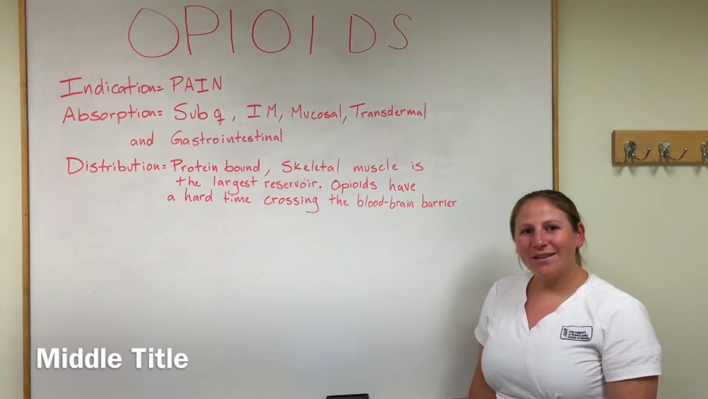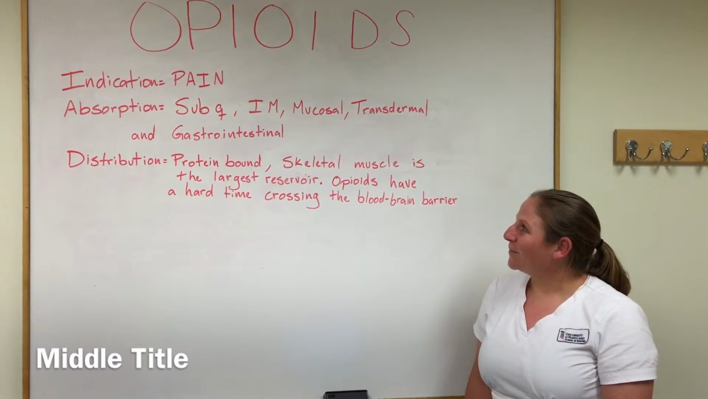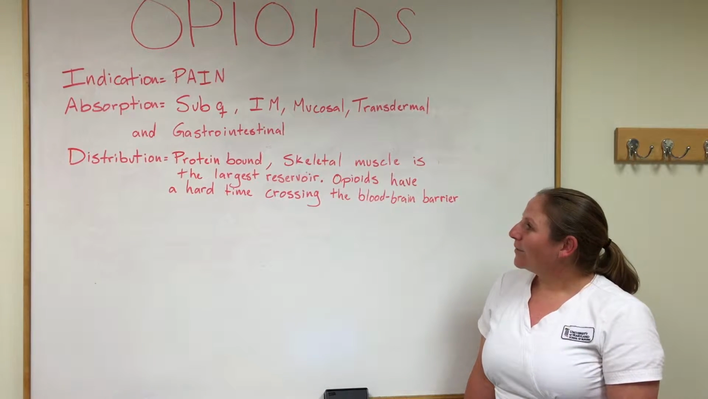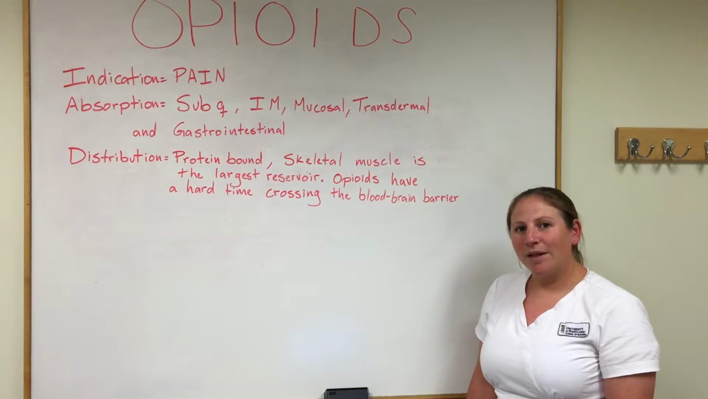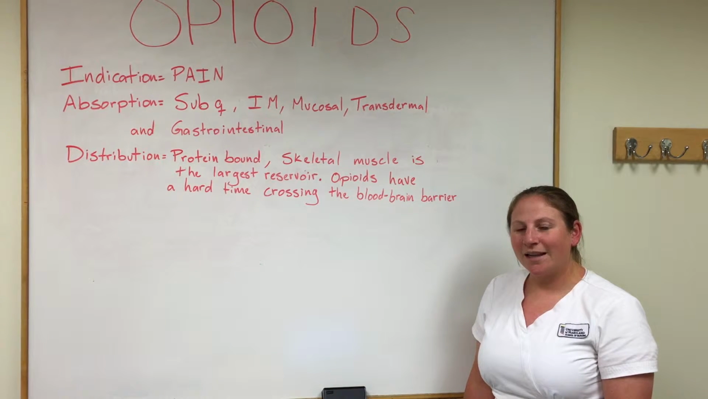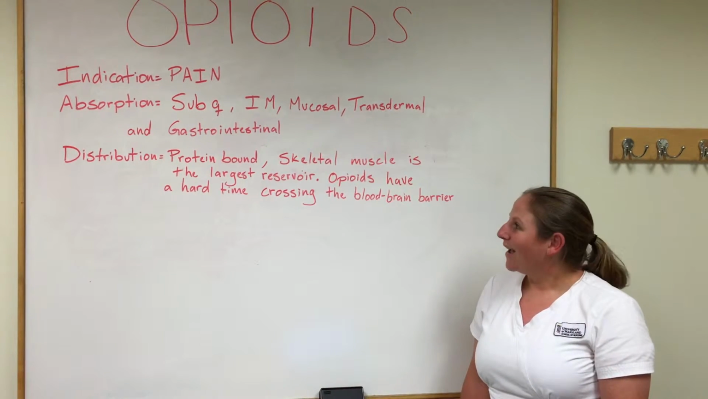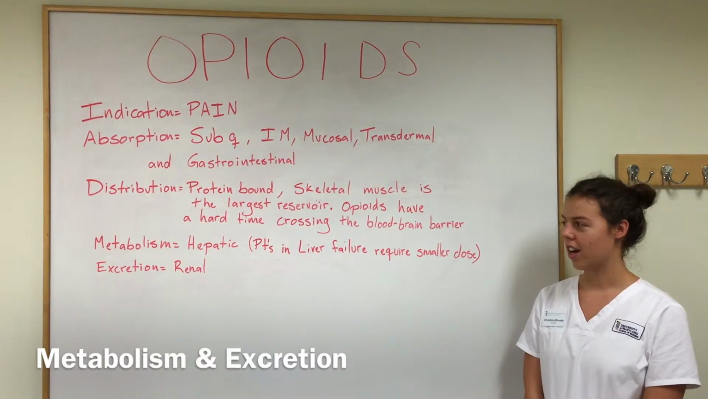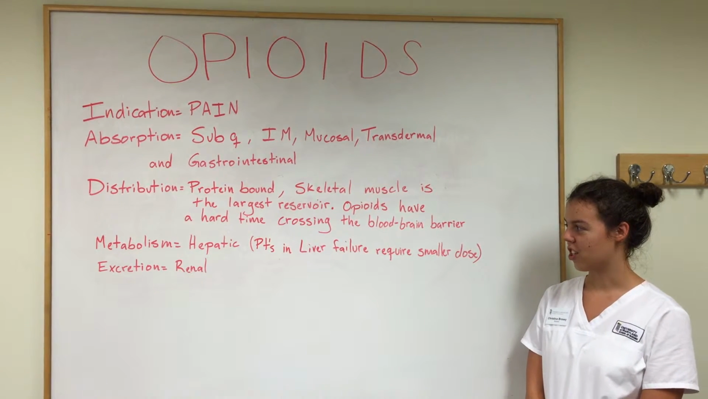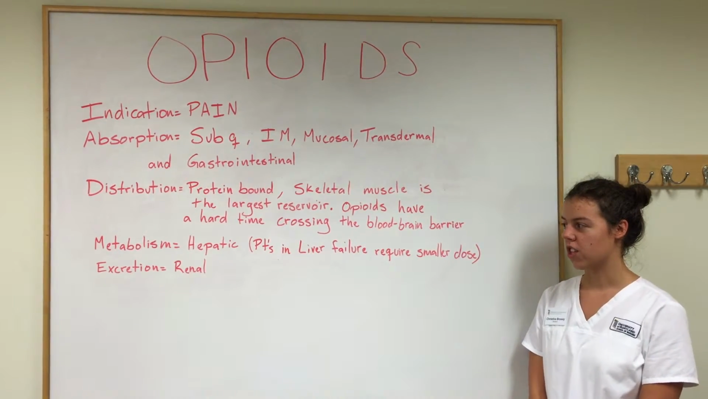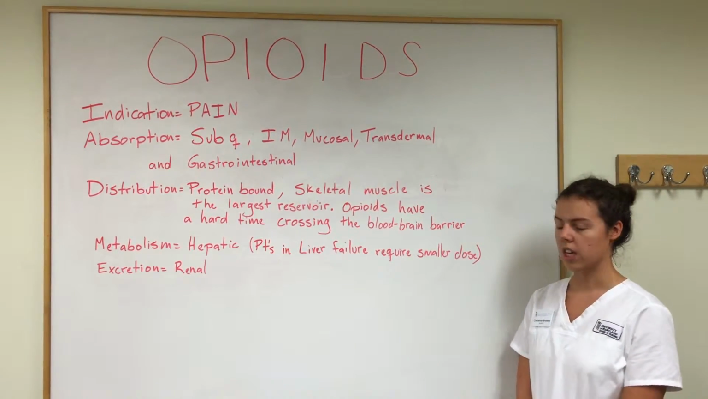So opioids are protein bound. Skeletal muscle is the largest reservoir. Opioids have a hard time crossing the blood-brain barrier, which is why they are contraindicated for neonates, because they do not have one. So the metabolism of opioids is hepatic, and if the patient is in liver failure, they will require a smaller dose. And excretion is through the renal system, which is through the kidneys.